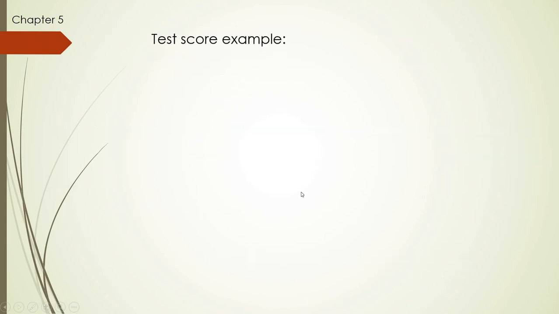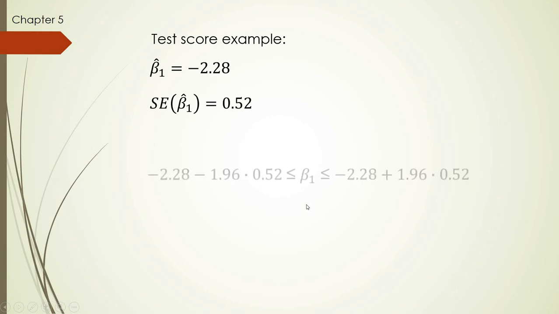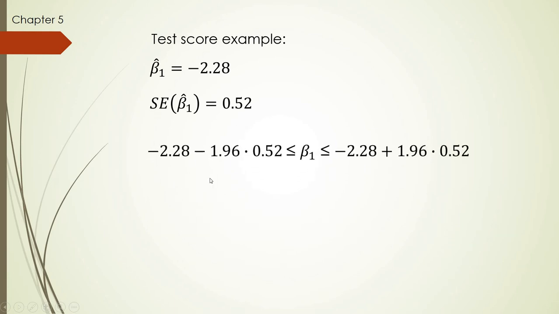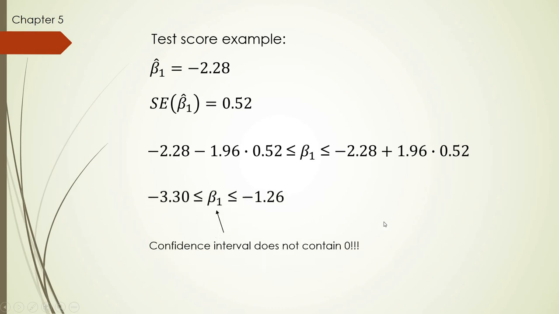So when it comes to the test score example, we know these values. Beta 1 hat is minus 2.28, standard error is 0.55. So we enter everything in the equation, and these are the limits. You can also notice that beta 1 is always negative, which is in line with the hypothesis that we rejected before, that it doesn't contain 0 in it.